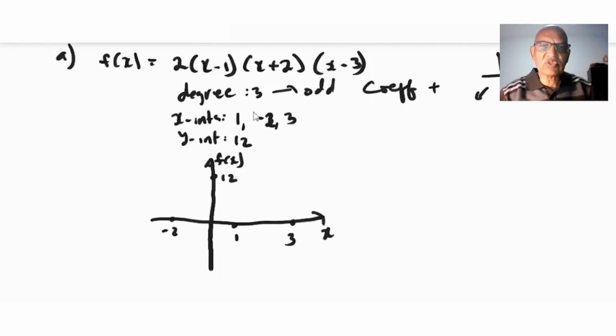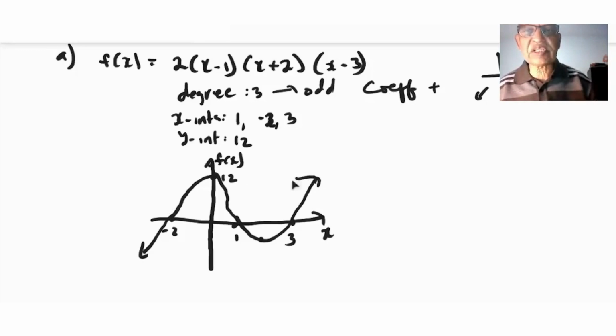So since I know it's odd and the coefficient is positive, I start from here. x minus 3 is linear, so it comes like a linear here. Then it comes down, we don't know exactly where because we have to use calculus to find the minimum. So it passes through here, x minus 1 is linear, and then I go to 12, and then x plus 2 is linear, so it extends here. So this will be the graph. It's odd and the coefficient is positive.